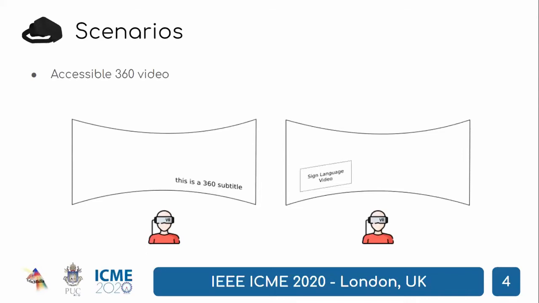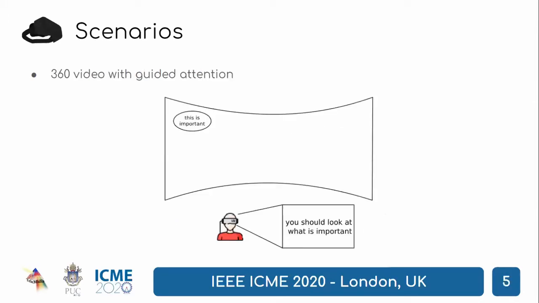The second scenario, Accessible 360 Video, aims at presenting together with a 360 video its translation in either sign language or subtitles. For the sign language case, a 2D regular video using picture-in-picture could be displayed.